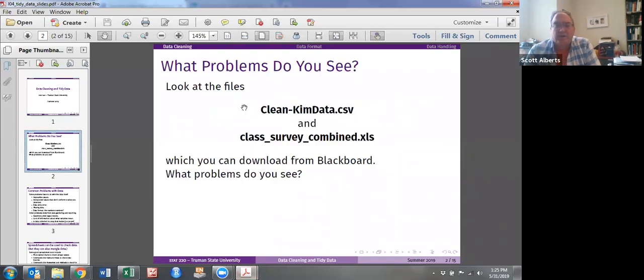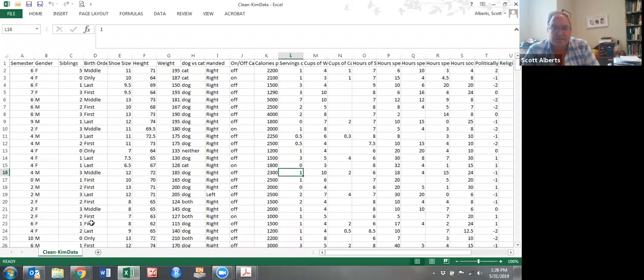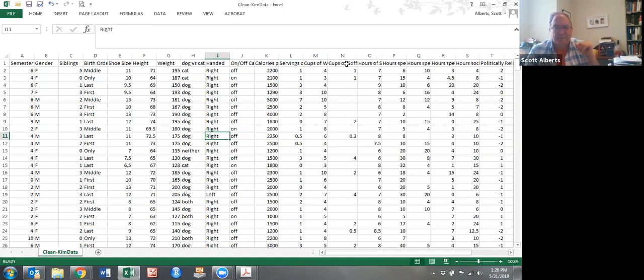Go ahead and open up the clean Kim data file. We used it before in the lab. I have it attached, I think, to this assignment, so you can get to it as well. You can just open it up in Excel or your favorite spreadsheet. And if you look at it, you might just want to see if there are any problems. I could have given you the link to the questions, but most of them are pretty straightforward.